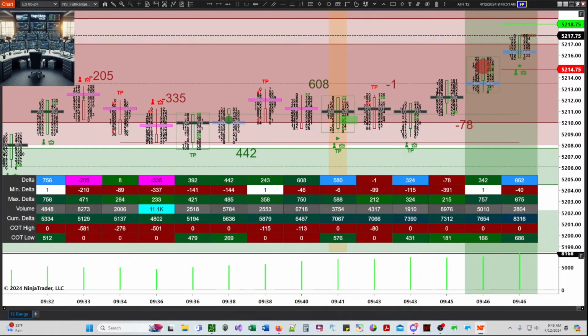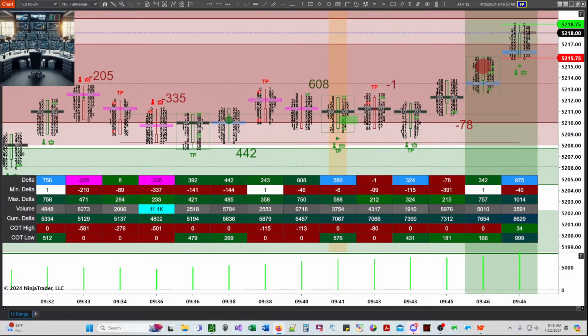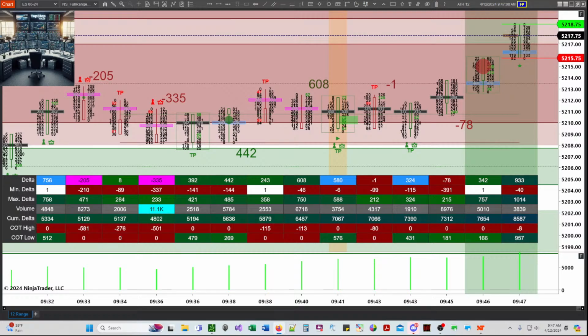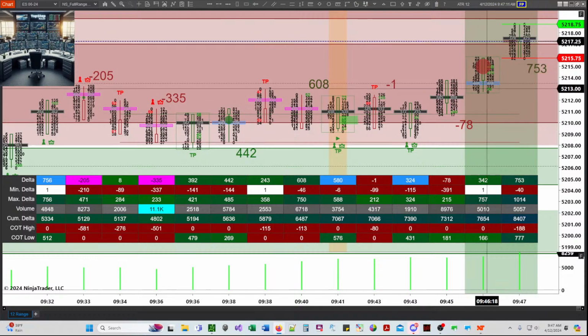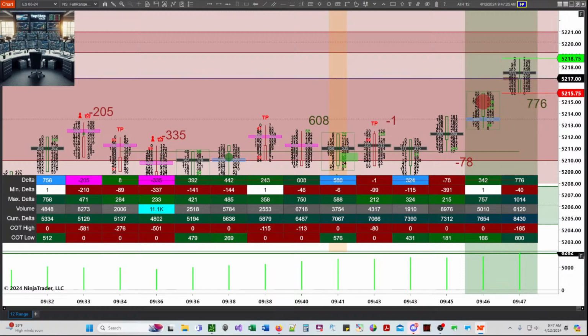And looks like it's paying off, Texas. We are crawling up. Wow, but it's a crawl. It is a crawl. Cum is at 8,400 now.